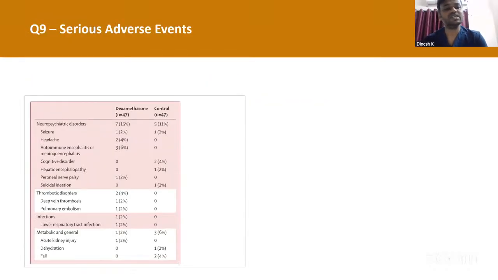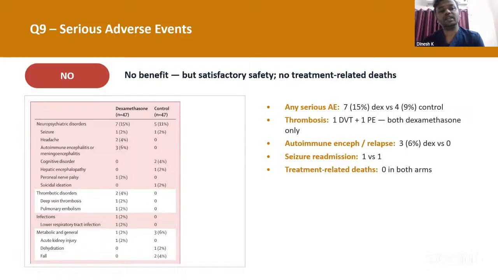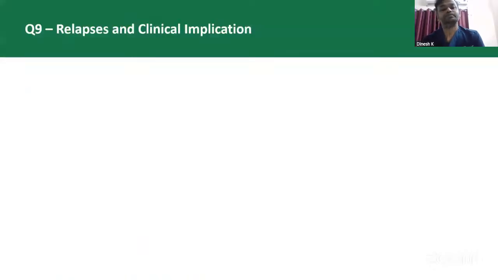Coming to the serious adverse events, if you see, there are no real differences between the dexamethasone and control groups. Only two patients had a thrombotic event, both in dexamethasone, which is understandable: one DVT, one PE. So there were no real differences in serious adverse events between the dexamethasone and control groups, which suggests that dexamethasone was well tolerated.